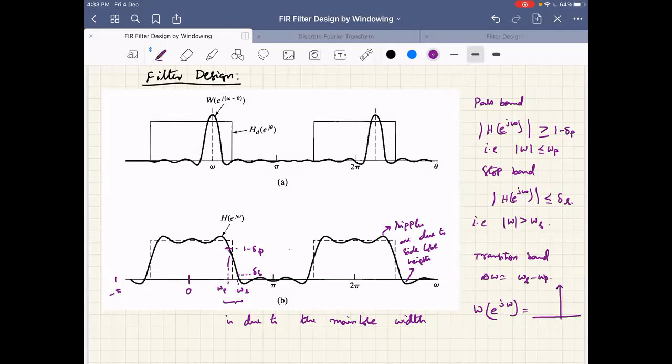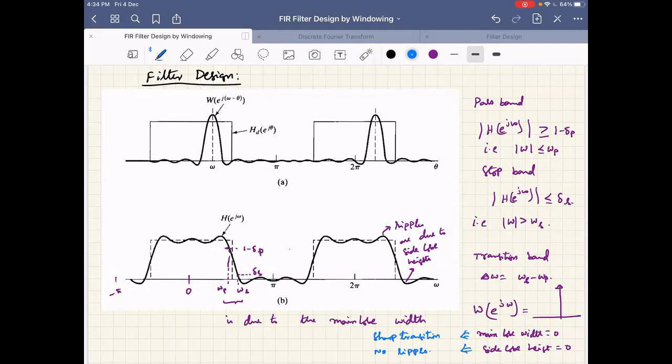Okay, so ideally, if we consider this W(e^{jω}) to be an impulse function, then what happens? The main lobe width is equal to 0, and the side lobe height is also equal to 0. This implies no transition band, a sharp transition, and this implies no ripples.